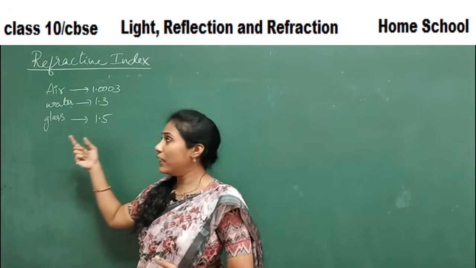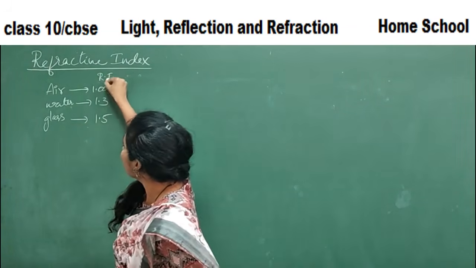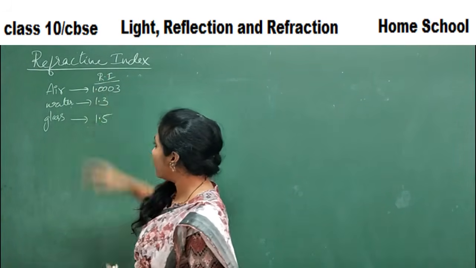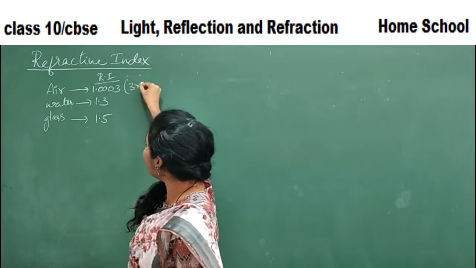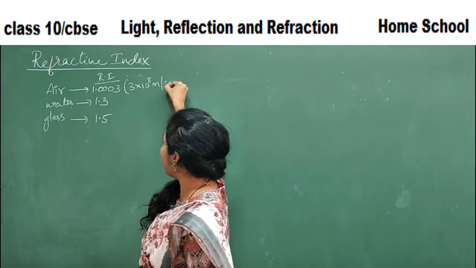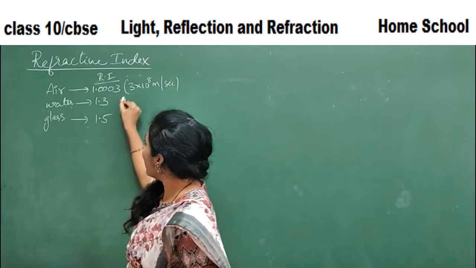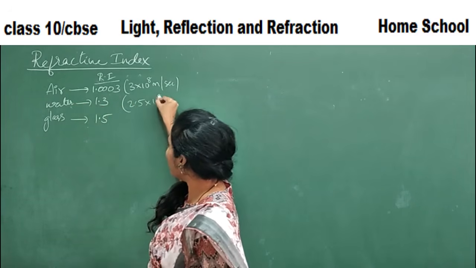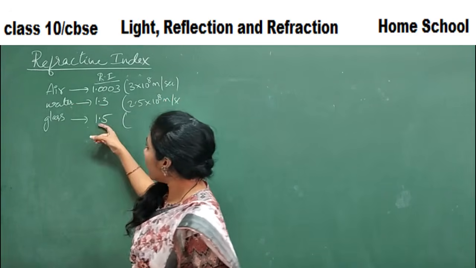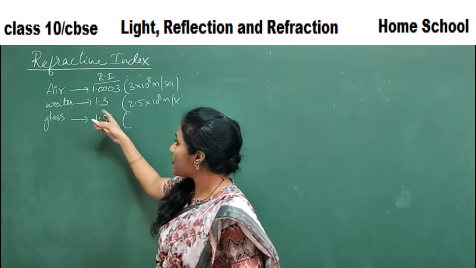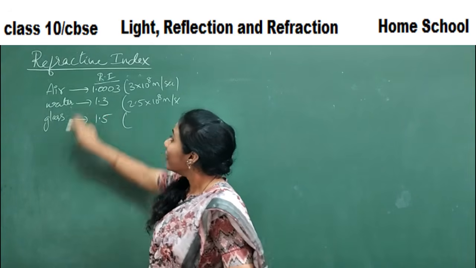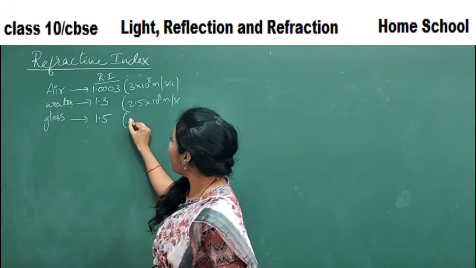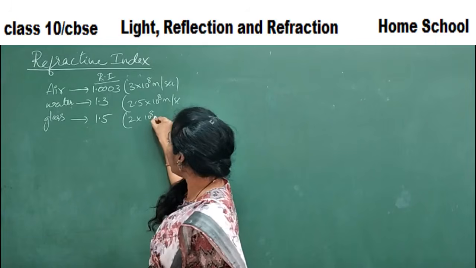See, I have given some values of refractive index of various media. You can see here, refractive index of air is 1. Here the speed of light is 3 into 10 to the power of 8 meters per second, right? Refractive index of water is 1.3. Here the speed of light in water is 2.5 into 10 to the power of 8 meters per second. And refractive index of glass shows to this much extent the light ray can bend in comparison to air. Here the speed of light is 2 into 10 to the power of 8 meters per second.